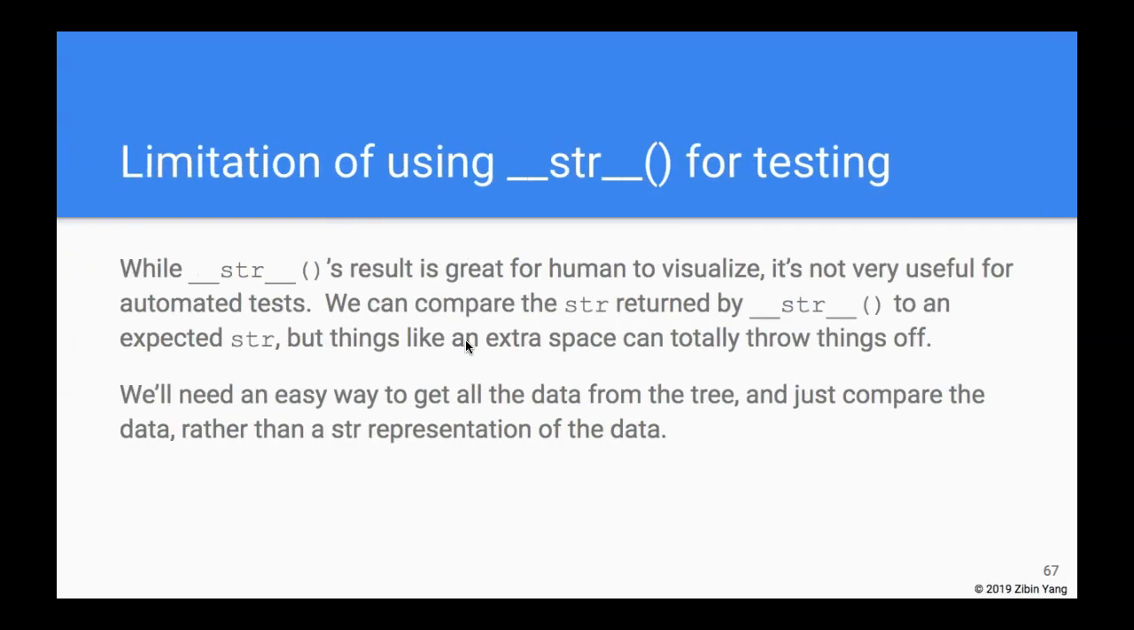So dunder string is never good for automated tests. To really write automated tests to make sure what's in the tree is the correct data, we really need an easy way to get all the data from the tree rather than a string representation of all the data from the tree. So that would be our next topic.